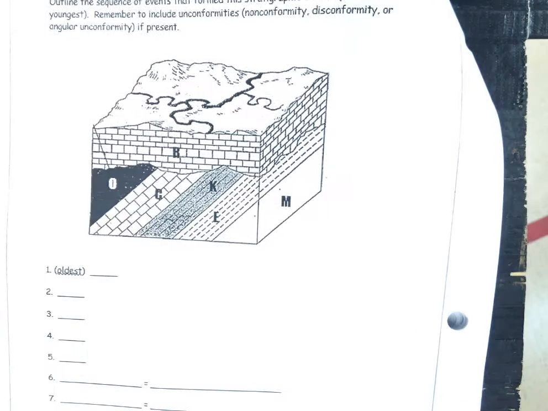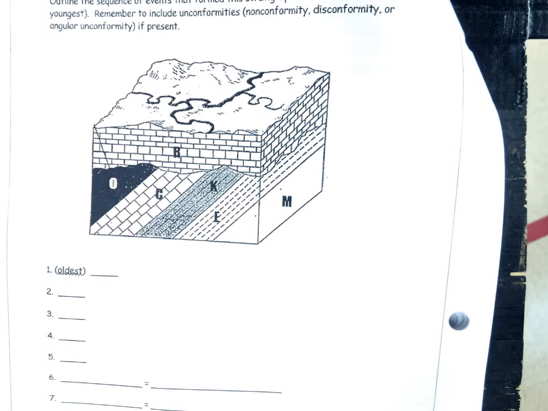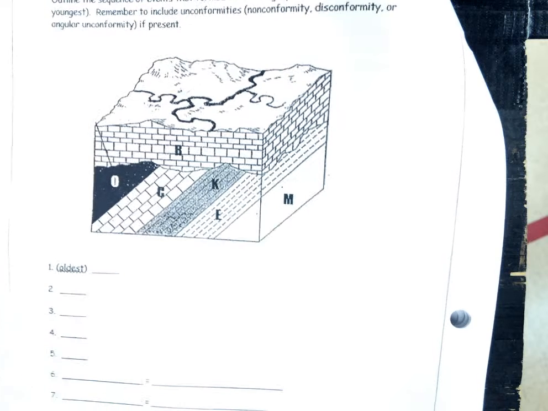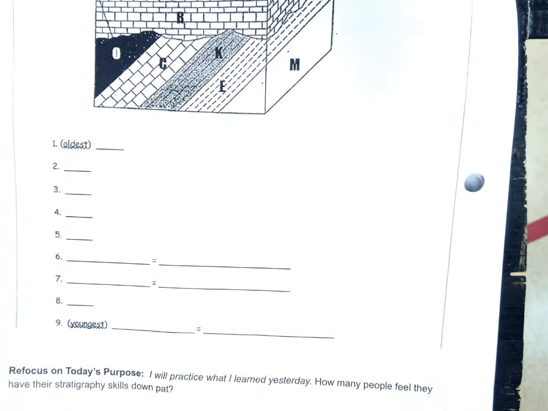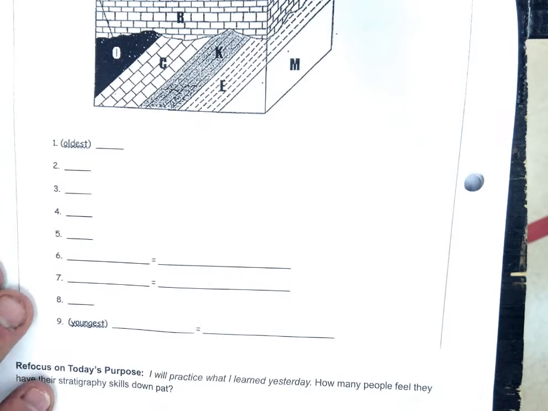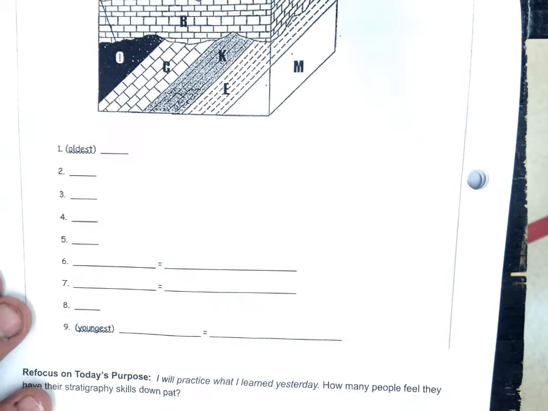Okay, you try this one, see if you can get it. So pause the video and then try to fill in these blanks as to which things happened first, second, third, fourth, all the way up to 9th. And then start the video when you're done to see if you did it right.